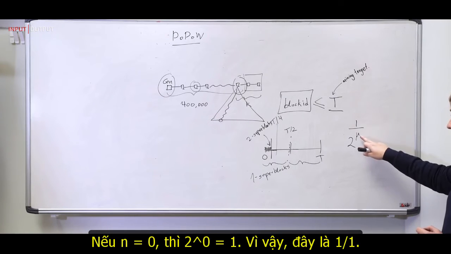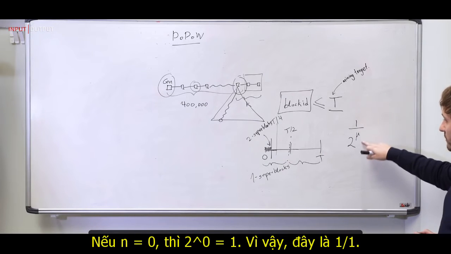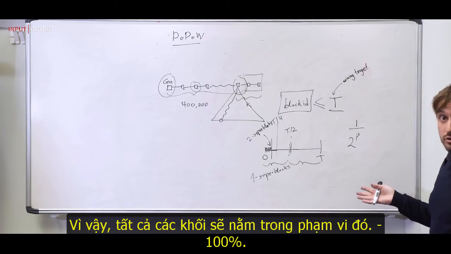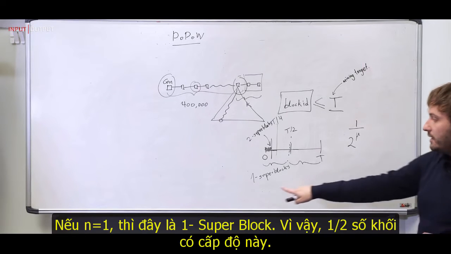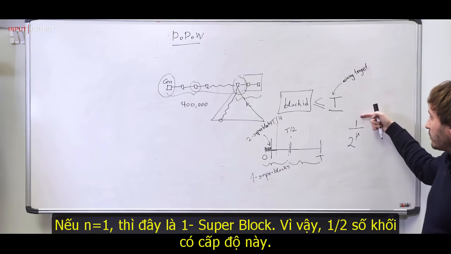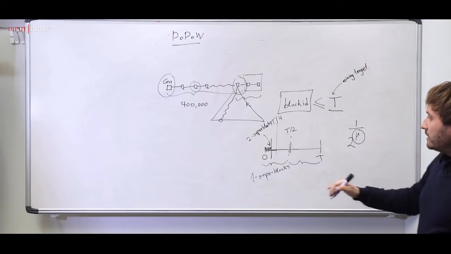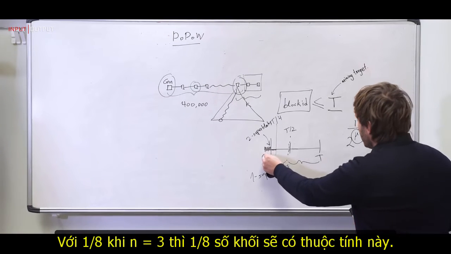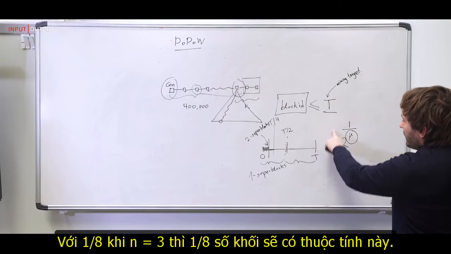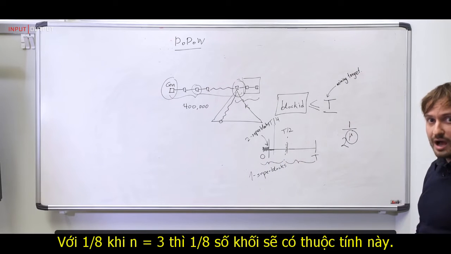So for instance, if mu is 0, then this is 2 to the 0, so this is 1/1. So all blocks will fall within that range. It's 100%. If I set mu to 1, this is 1 superblock, so it's half, or 1/2 of the blocks, having this level, mu. If I'm talking about 1/8, or setting mu to 3, then 1/8 of the blocks will have this property.